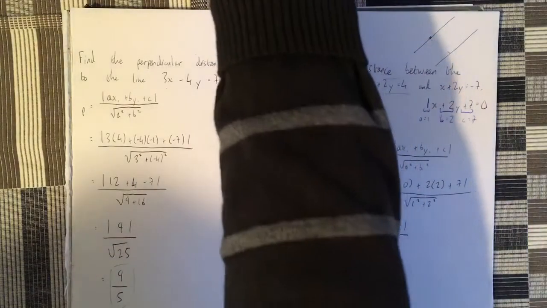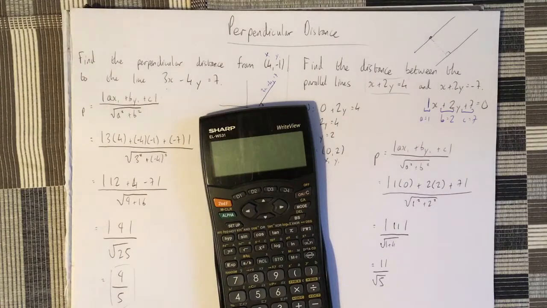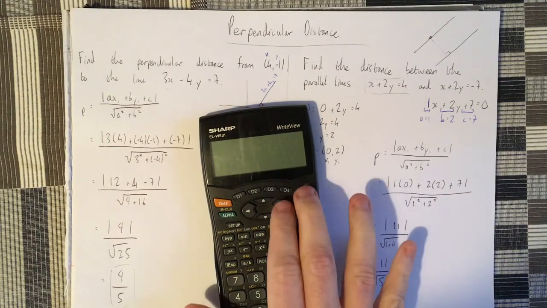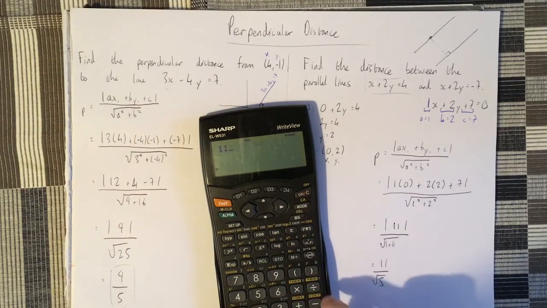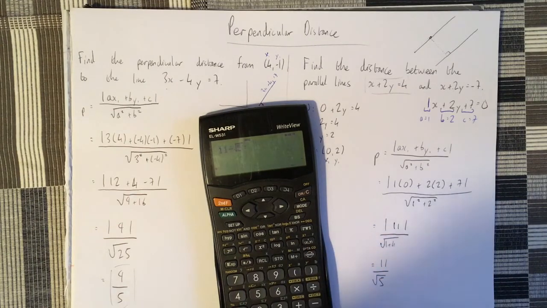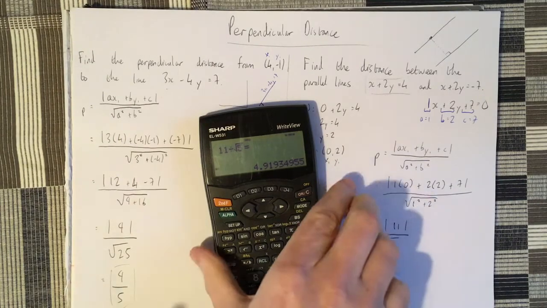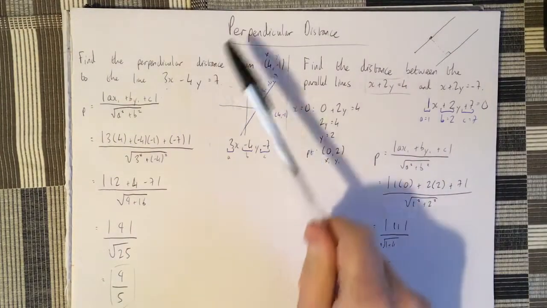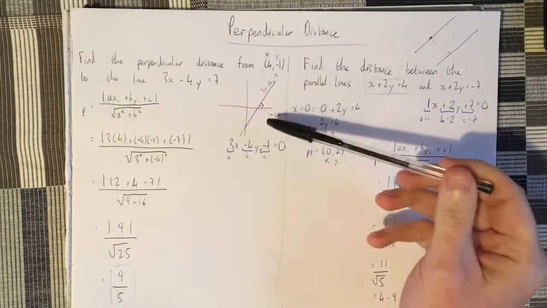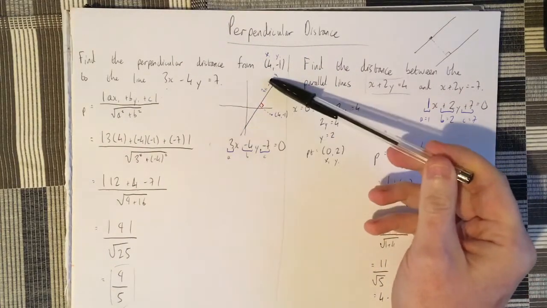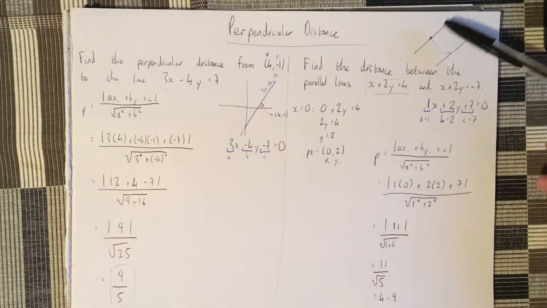If you got something like that, just pay attention to the question, what form they want the answer in. They might want you to leave it like that, or they might say correct to a certain number of decimal places. So 11 divided by root 5 is around about, let's say if they said 1 decimal place, that would be equal to 4.9 units. But just pay attention to the form they want the answer in. All right, so that's the perpendicular distance formula used to get the distance between a point and a line, and over here used to get the distance between two parallel lines.